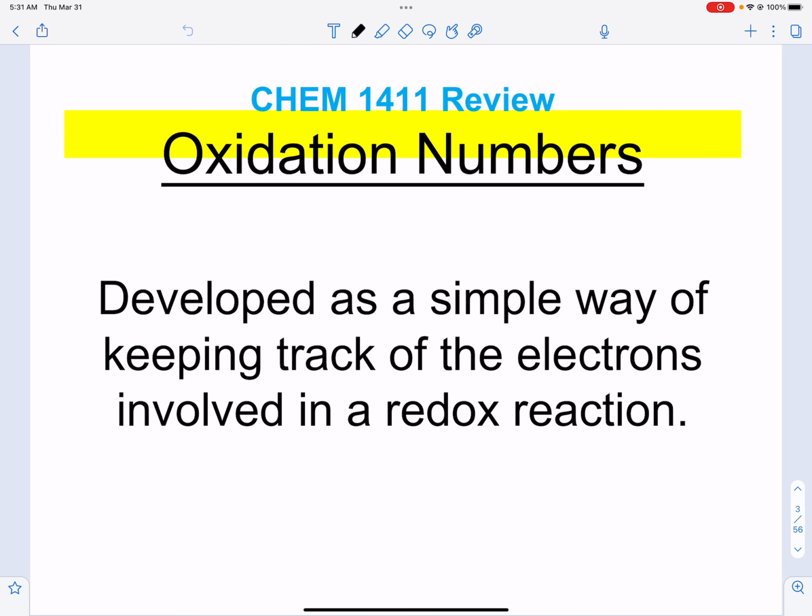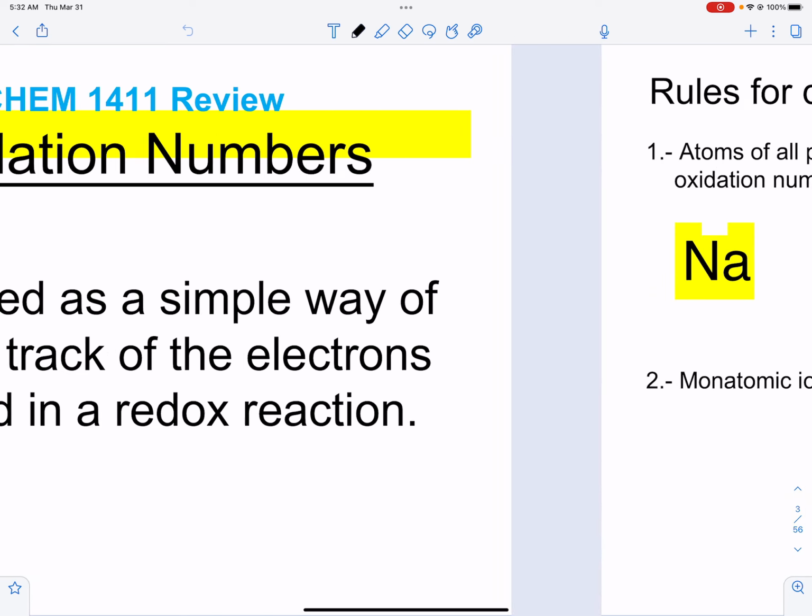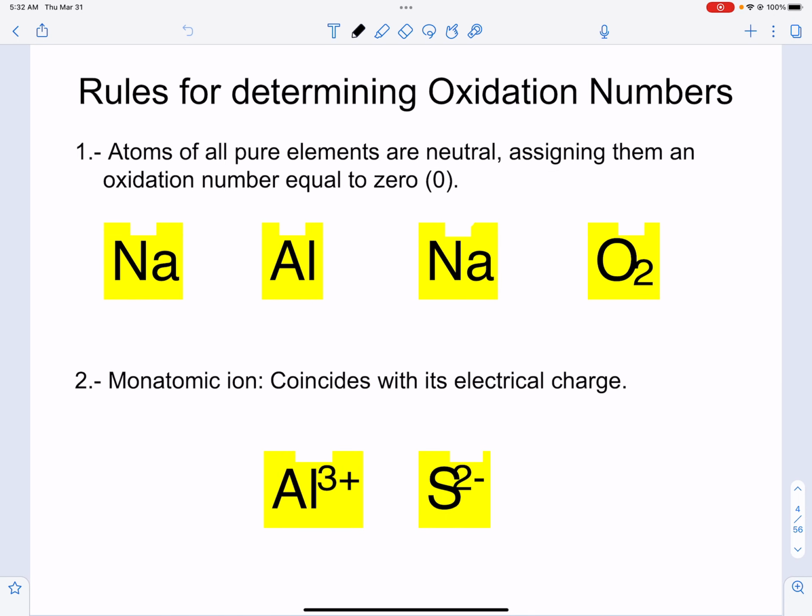So let's begin with a review about what you learned about oxidation numbers. And as you may remember, oxidation number is just like a counting method we use to keep track of the electrons that are being transferred during a reaction. And we're gonna call that a redox reaction because it involves simultaneously the reduction of one substance and the oxidation of another substance. They are interchanging electrons. So let's begin with the rules.